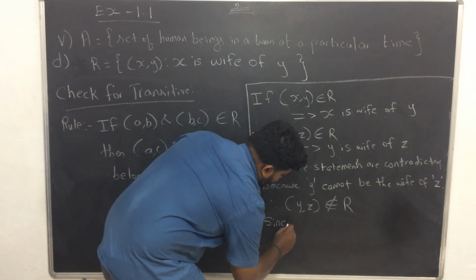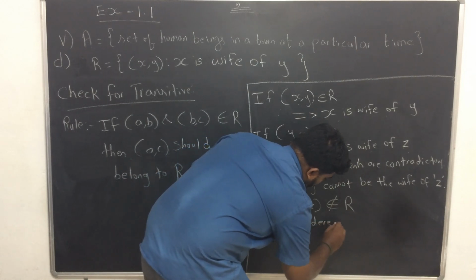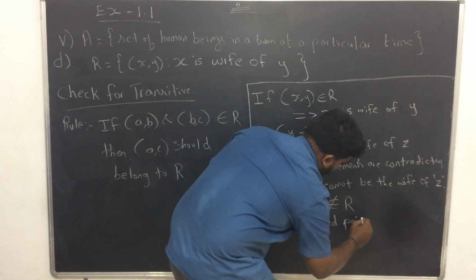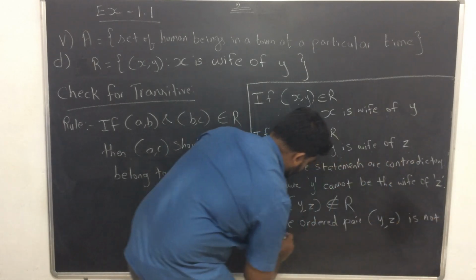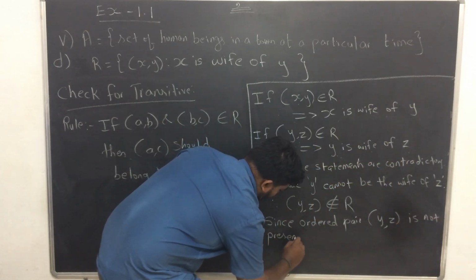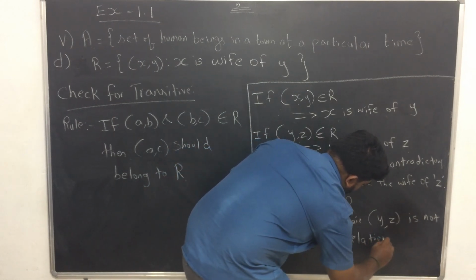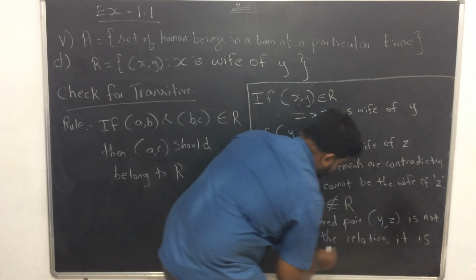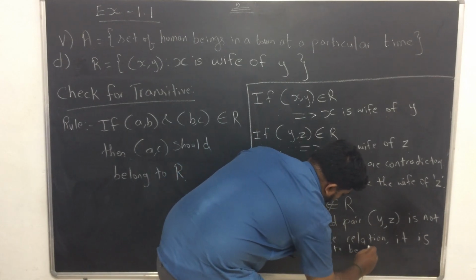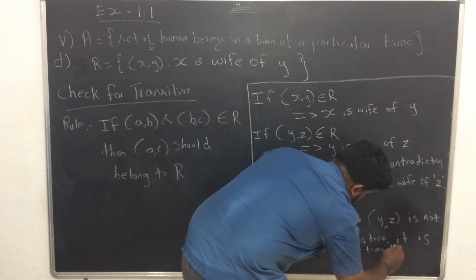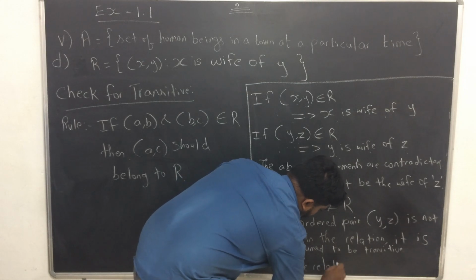Since ordered pair (y, z) is not present in the relation, it is assumed to be transitive. Therefore, the relation is transitive. There will be a final answer.